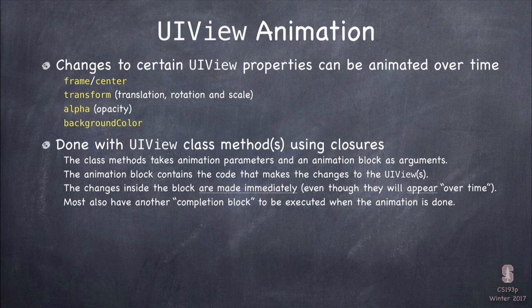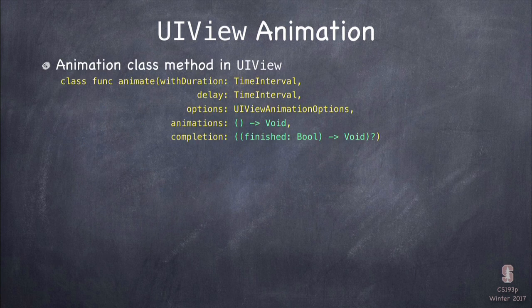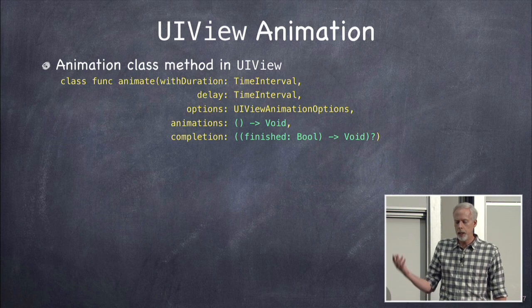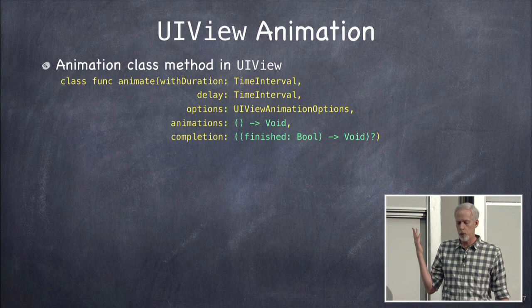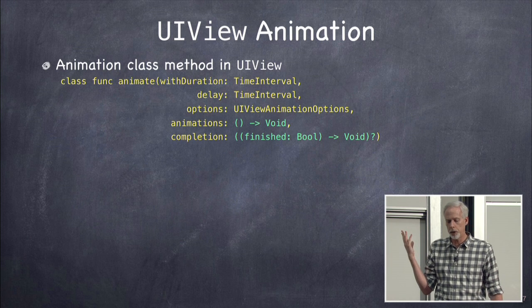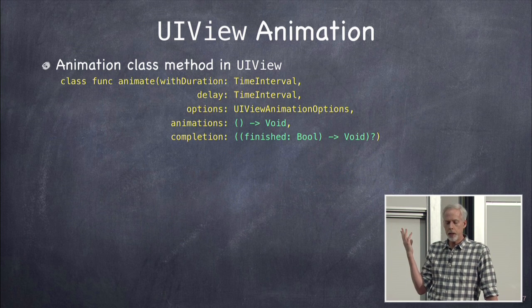Now, this animation of these vars is done using a class method in UIView that takes closures. Inside these closures, you're going to change these values, and what the class method is going to do is animate those changes that you make. So let's take a look at one of these class methods. This one's called animate with duration. You can see that it takes these two closures right there, the two green closures. In the first green closure, you change any of those special vars: frame, center, alpha, et cetera.